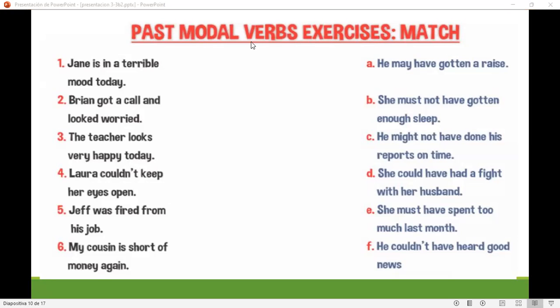So number one, Jane is in a terrible mood today. She's angry, she's upset, she's mad with someone. Mood. She's not happy. So Jane is in a terrible mood today. Which one do you think is the correct one? A, B, C, D, E, or F?